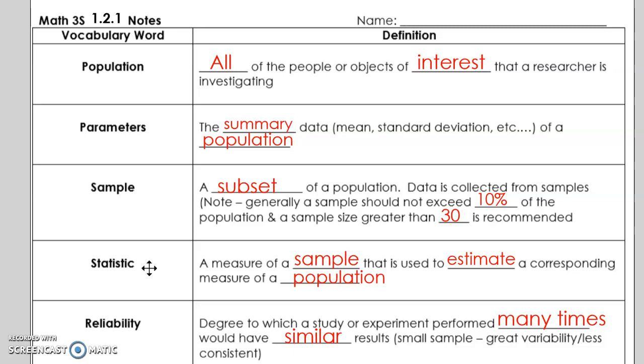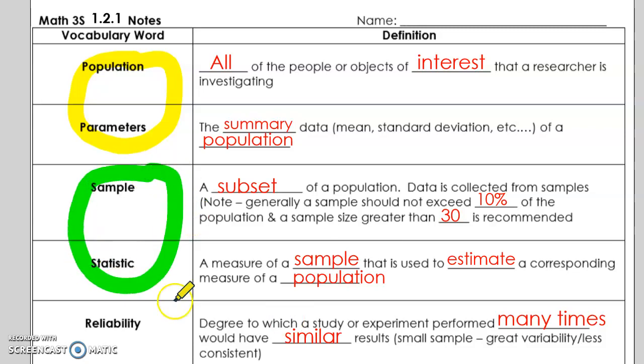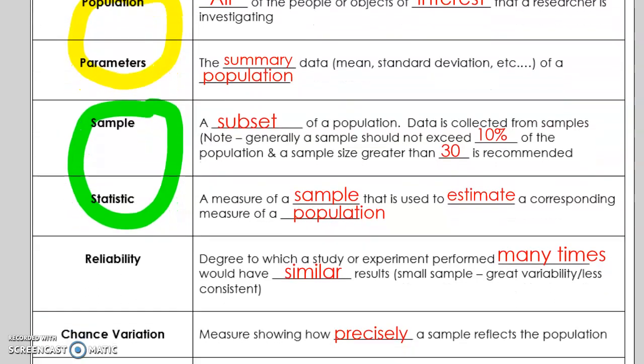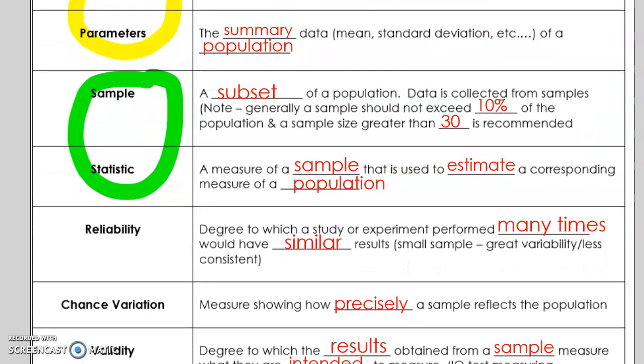So it's going to be basically the same computation for the population, but for a population, that calculation is referenced to be the parameter. And for a sample, we call it the statistic. So it's kind of nice. Population parameter begins with P, sample and statistic begins with S. So I wanted to really highlight those vocab terms because that's really what we're going to apply in today's lesson.